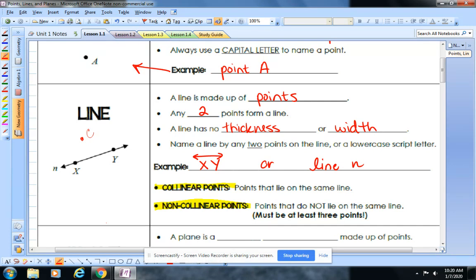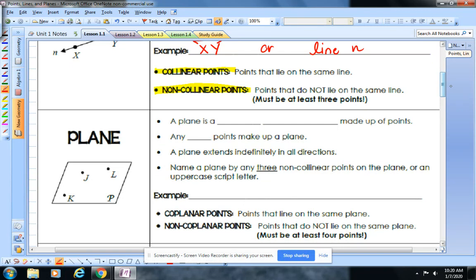Okay. So what happens if we have 3 points that are not collinear? Well, that makes something called a plane. If I have points that are non-collinear, they make up something called a plane. So the next figure we're going to talk about is a plane. A plane is just a flat surface. So that fills in that blank, that it's made up of points.